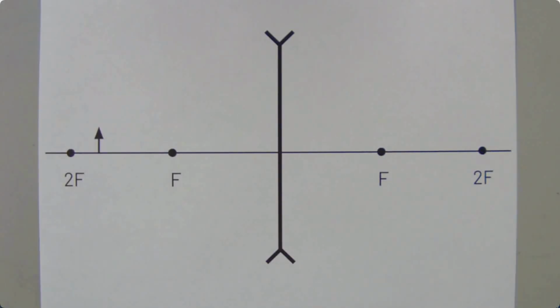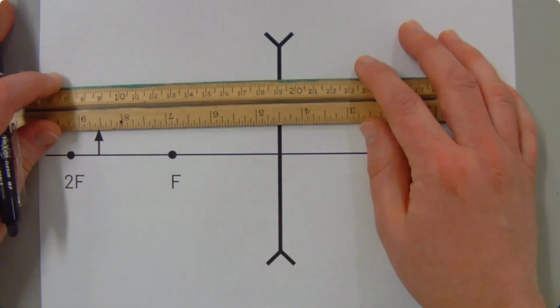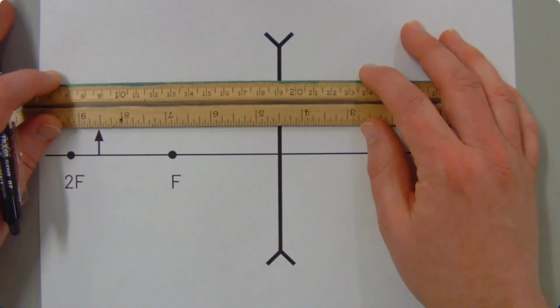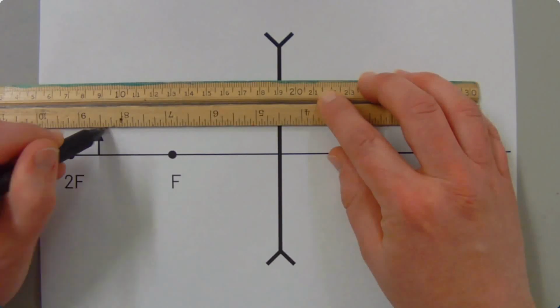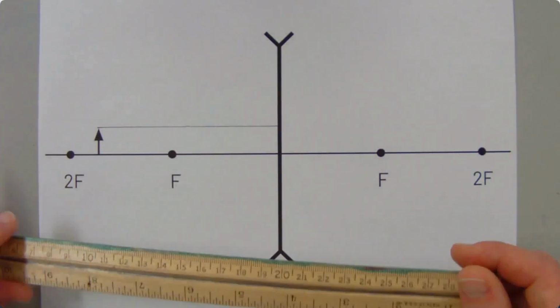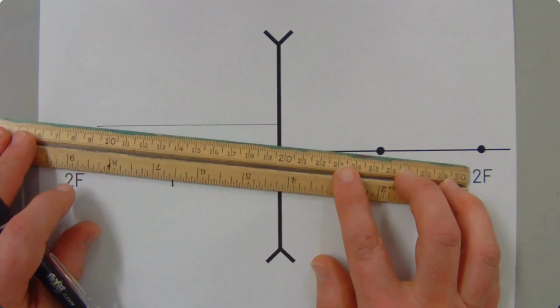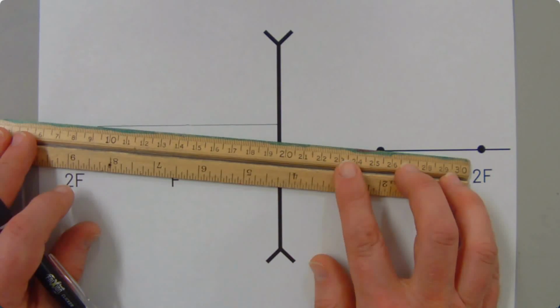Okay, now we're going to draw the ray diagram for a diverging lens. So we start by drawing a line parallel to the principal axis. So this is a ray parallel to the principal axis. Next we draw a line that goes through the focal point.